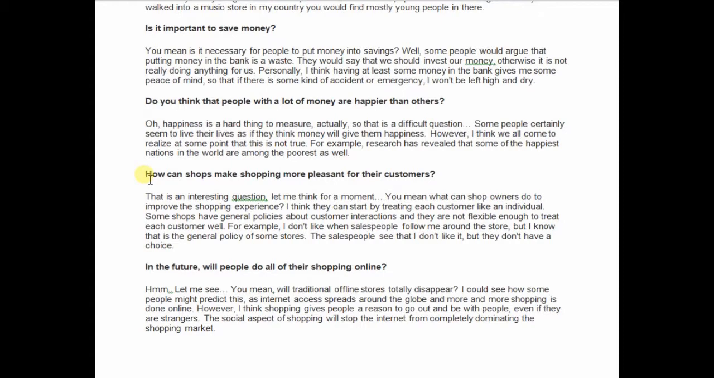Now, how can shops make shopping more pleasant for their customers? That is an interesting question. Let me think for a moment. You mean, what can shop owners do to improve the shopping experience? I think they can start by treating each customer like an individual. Some shops have general policies about customer interactions, and they are not flexible enough to treat each customer well. For example, I don't like when salespeople follow me around the store, but I know that is the general policy of some stores. The salespeople see that I don't like it, but they don't have a choice.